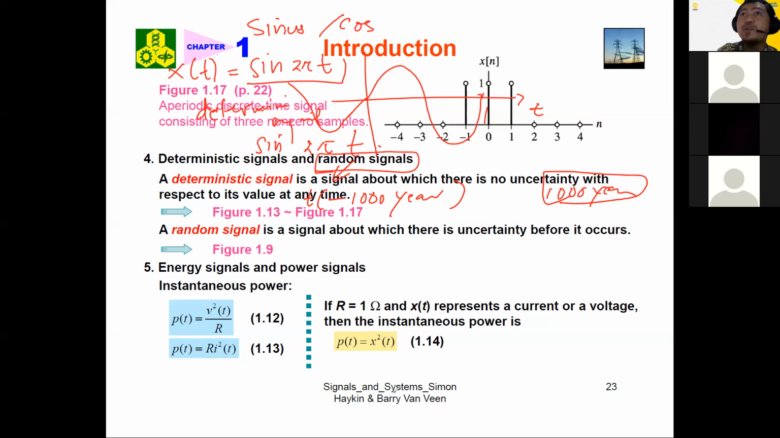Okay. Is there any question comparing the deterministic and random signal? Actually, the random signal, as I mentioned, is a kind of noise. Noise is a random signal. Okay. Any questions?